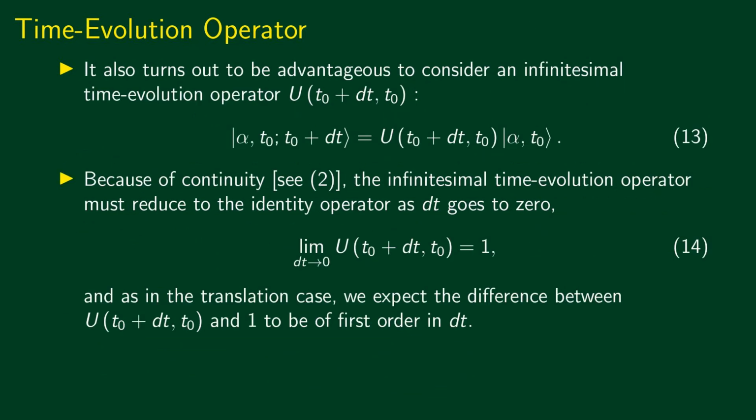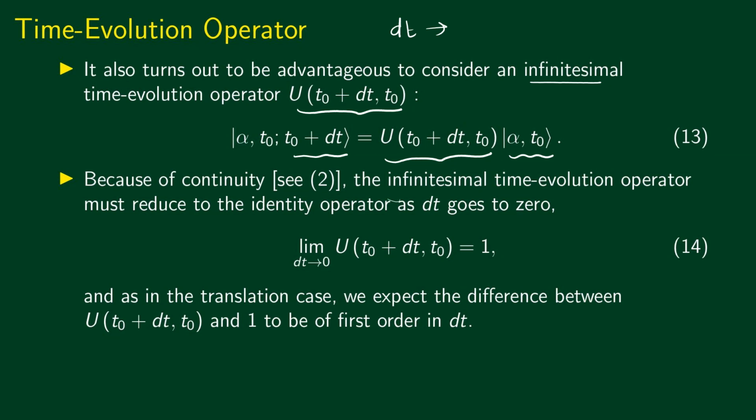Let's now consider the infinitesimal time evolution operator denoted as U(t0 + dt, t0). dt is an infinitesimally small amount of time. So this operator takes the state from t0 to t0 + dt. This is the relation: the state |α, t0⟩ at t0 + dt is related to the state at t0 by this infinitesimal time evolution operator. It's basically the same definition, only that the final time here is t0 + dt, which is only infinitesimally different from the initial time t0.